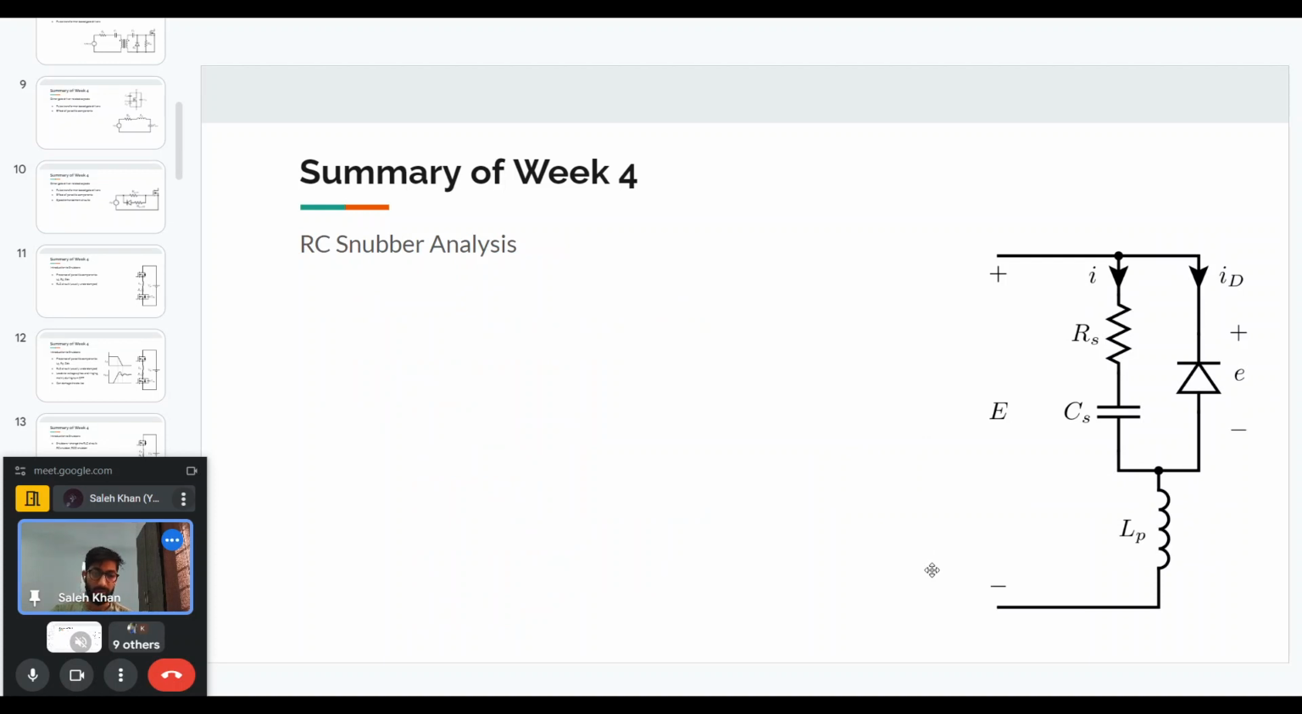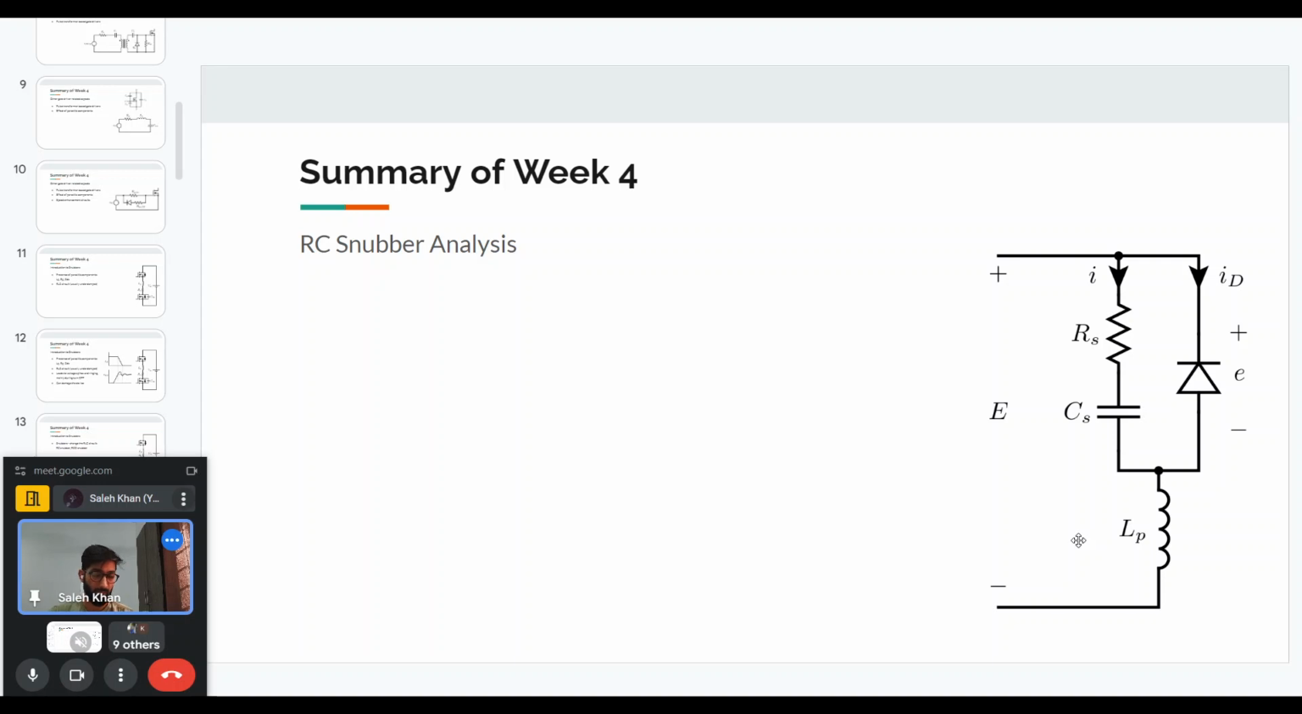So now, RC snubber analysis. This was taught in the course, and there is a lot of derivation that I cannot go into right now. I'll just briefly summarize the basic principles, and then we'll go to the problem solving. So this is the circuit.